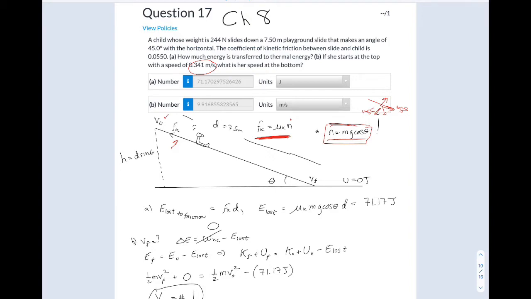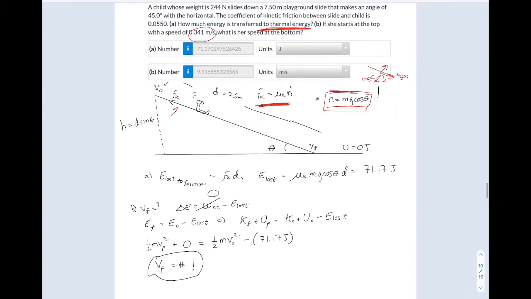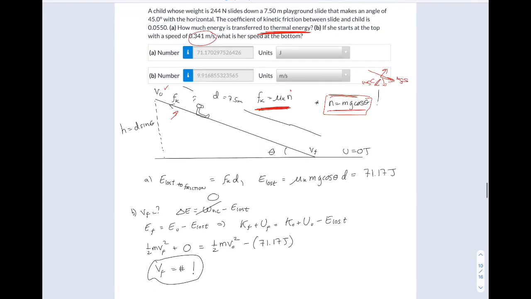They gave me the mu sub k, and they want to know how much energy is transferred to thermal energy. That's why they're not asking for the work done by friction, because we don't know the work done by friction. But we can talk about the kinetic energy dissipated by the kinetic friction force, the energy lost or converted to heat. In our energy expression, that's that term.